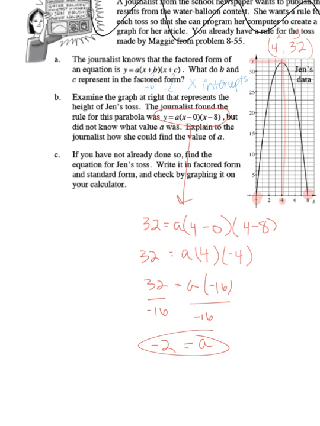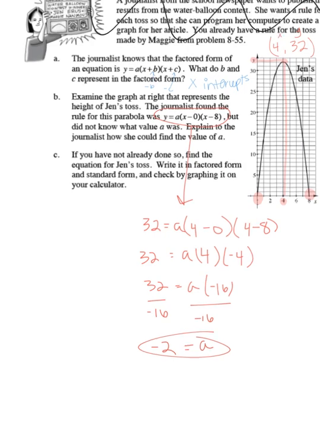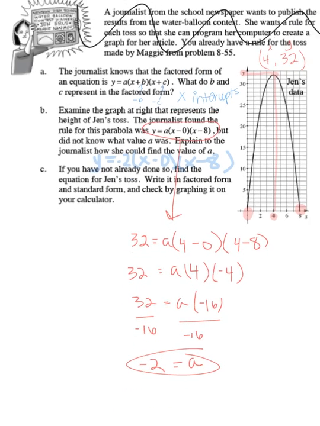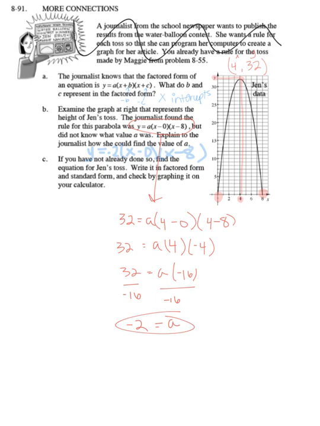I would go back to my factored form, y equals x minus 0 and x minus 8. But now we need to put in that the a was a multiplier of -2. The negative makes the graph be going upside down or pointing downwards.